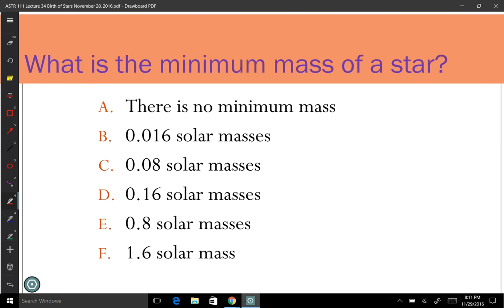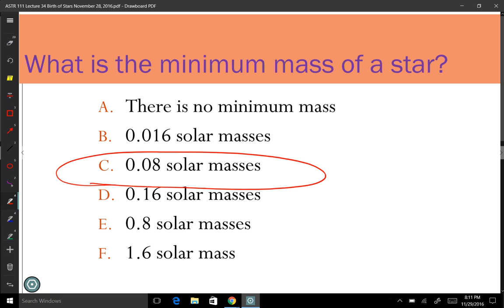Our first question, what is the minimum mass of a star? Just blurt it out. Yeah, this is the minimum mass, 0.08. I guess there was 0.8 there as well. That was not the right answer. So 0.08 solar masses is the minimum mass for a star. What was this 0.016 solar masses? These here are the brown dwarfs, which technically aren't stars. They're failed stars. I'm sure there are people out there who say, oh, yes, they are.